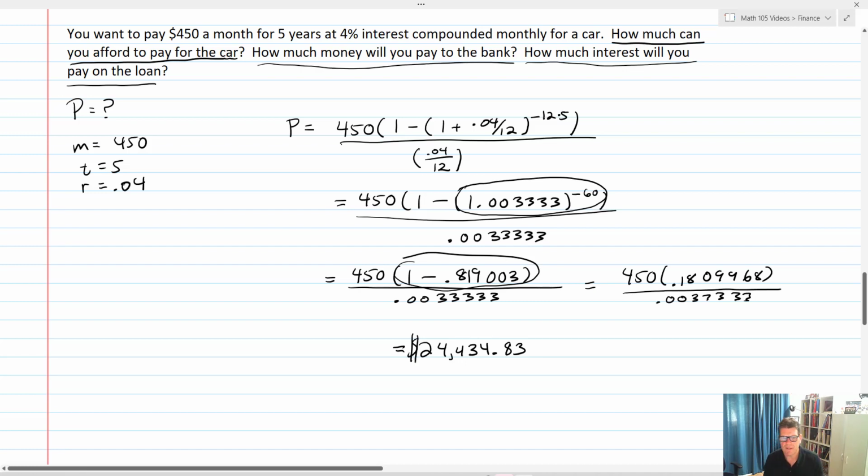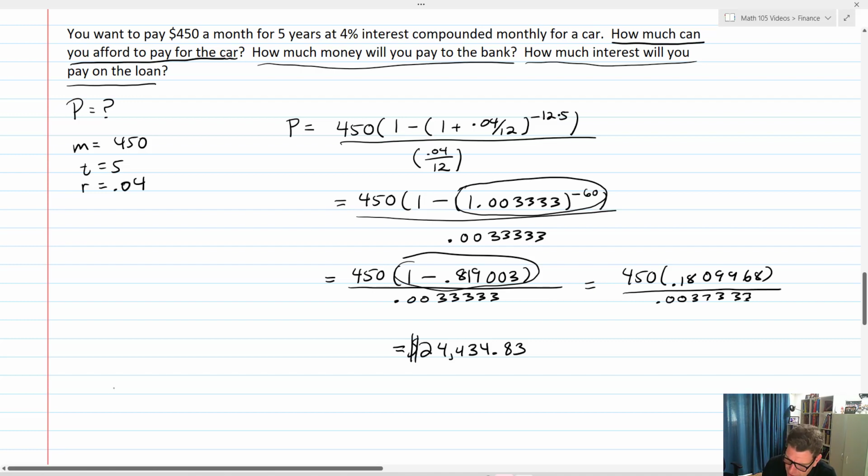So essentially what I've got here is I figured out that at a $450 payment over 5 years at 4% interest, I can afford a $24,434.83 car. Okay? Assuming that I don't have any kind of down payment. Down payments are going to be something that we look at in just a little bit. So now I know what my principal is. That's how much I've actually paid for the car.